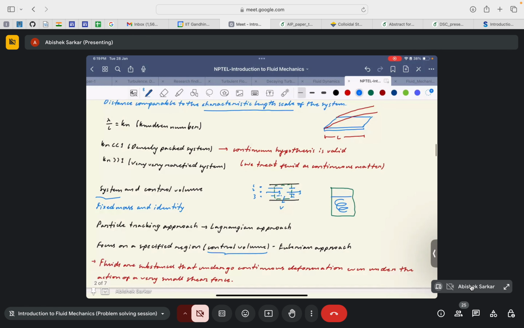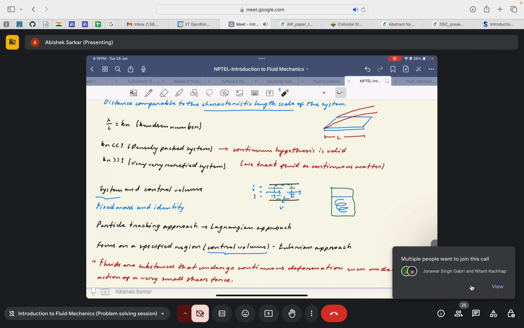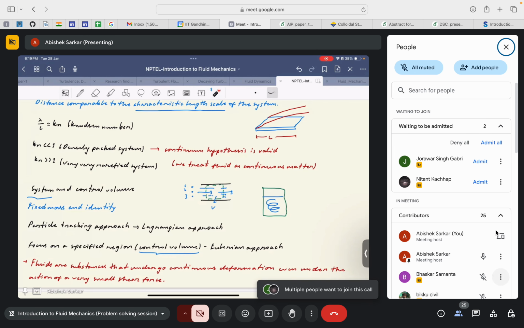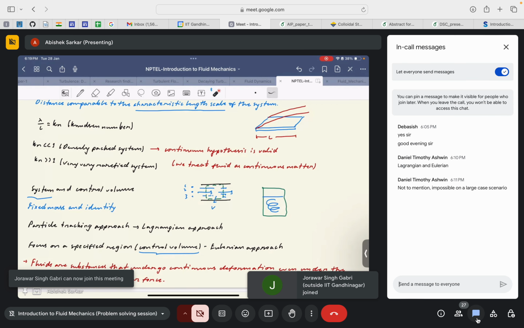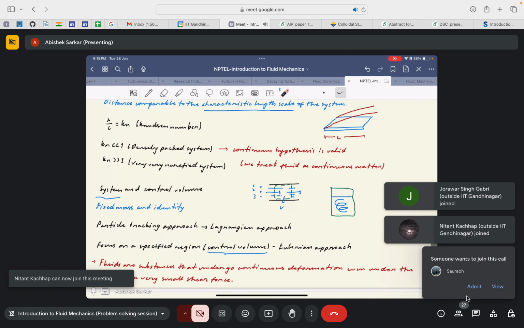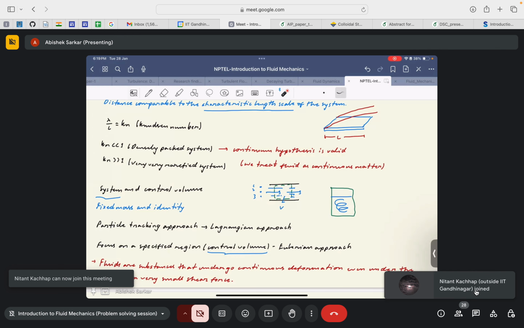Then we discuss the two extreme limits of this Knudsen number. When the Knudsen number is very much less than 1, we consider that kind of system to be a densely packed system, and in these scenarios the continuum hypothesis is valid. I won't go through the continuum hypothesis definition because that was thoroughly discussed by Professor Chakraborty, but if you have any doubt, you can still ask if you want any clarification on that.